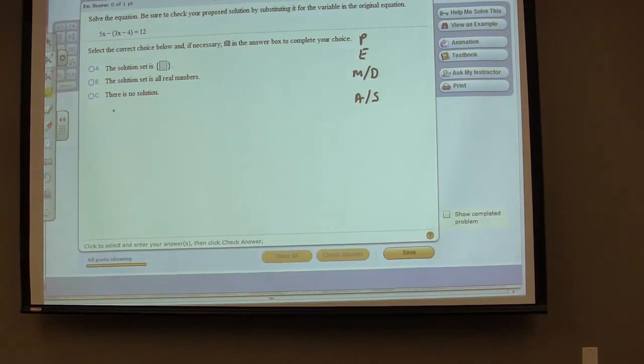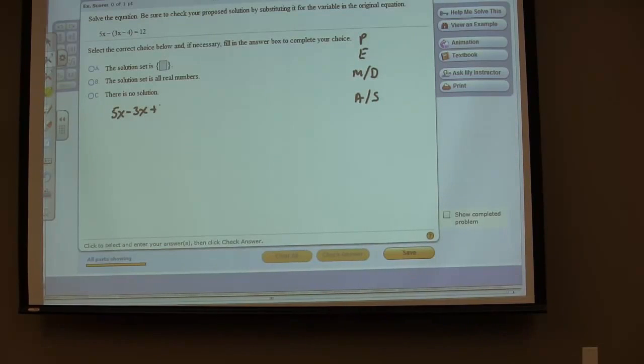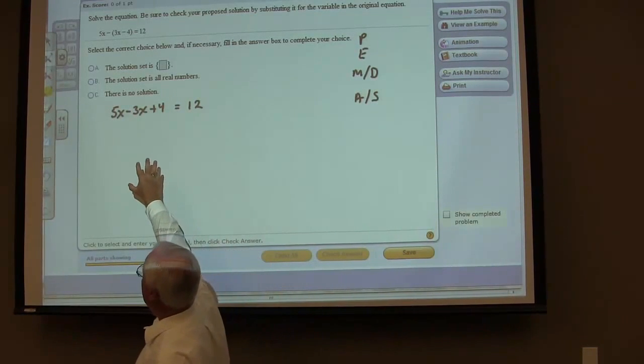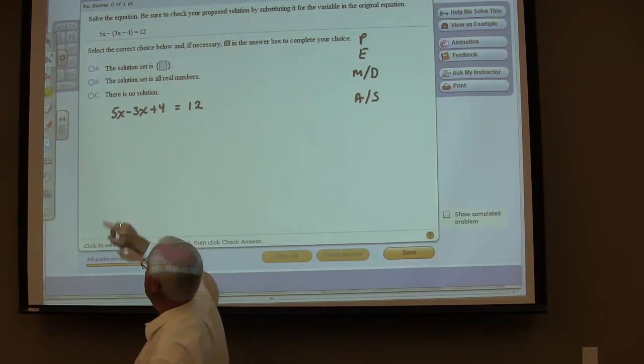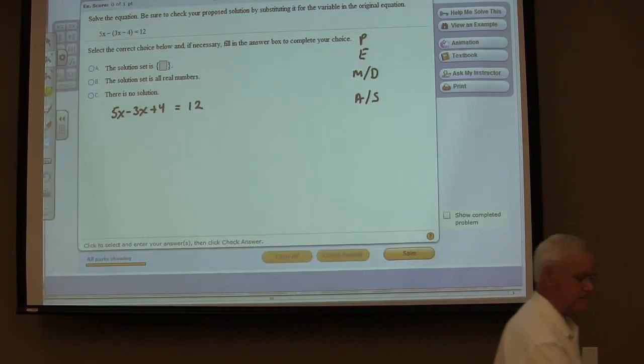So I'll keep the 5x where it is. But now negative 1 times a 3x is negative 3x. And negative 1 times a negative 4 is positive 4. And that still equals 12. Now before we move anything across the equal sign, I want to combine like terms over here. The 5x minus 3x is 2x.